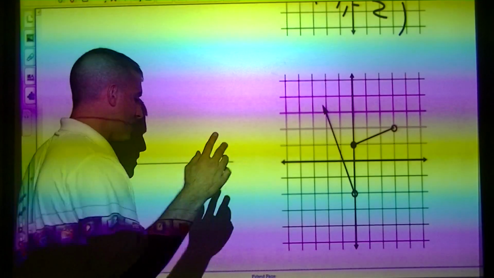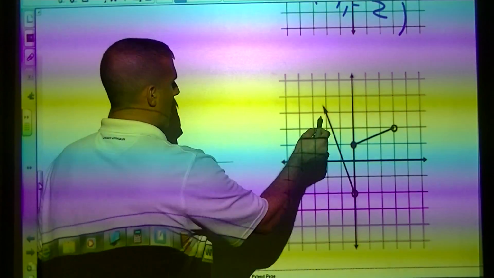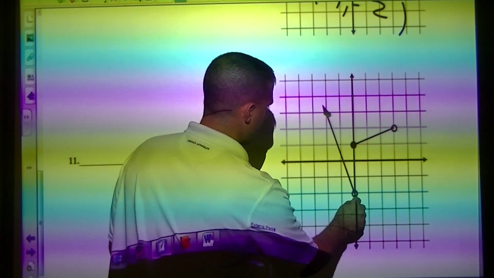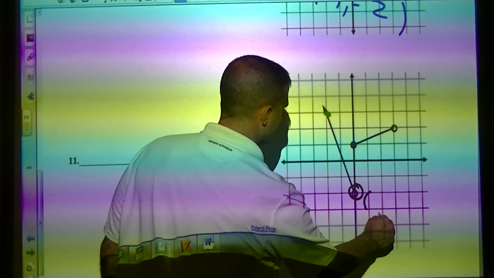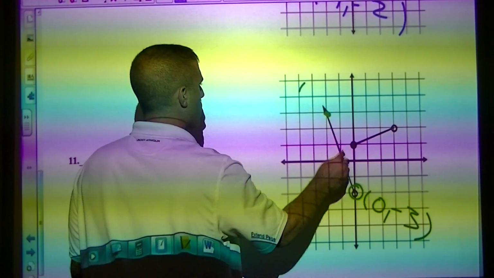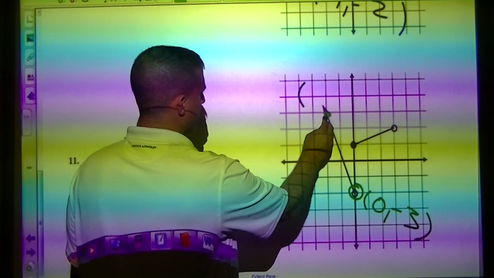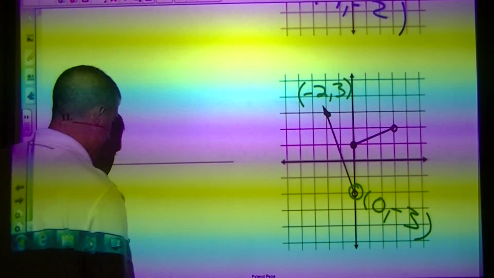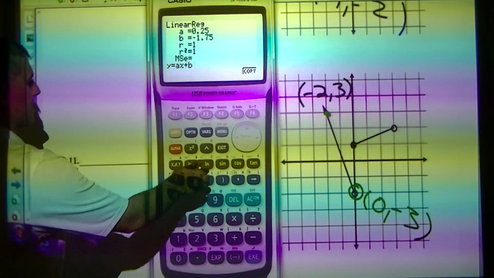On this one, very similar to what I did over there. I'm going to want to find what this equation is. So I'm going to pick out these two points. That coordinate is 0, -3. That coordinate is 2, 1, 2, 3. That's -2, 3. So what I'm going to do is find the equation of that, doing the same exact thing I just did.